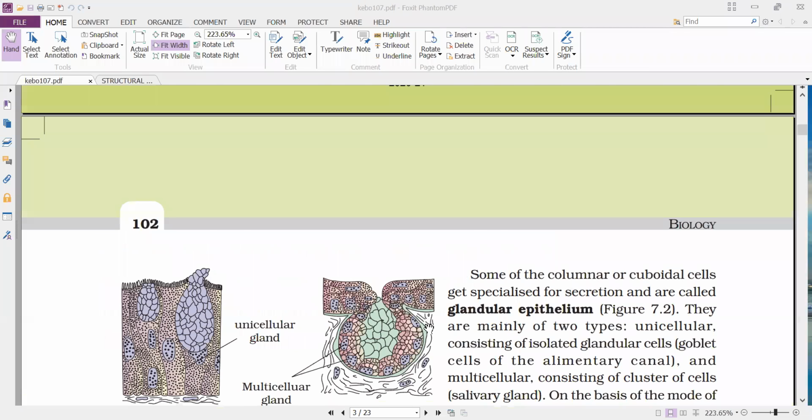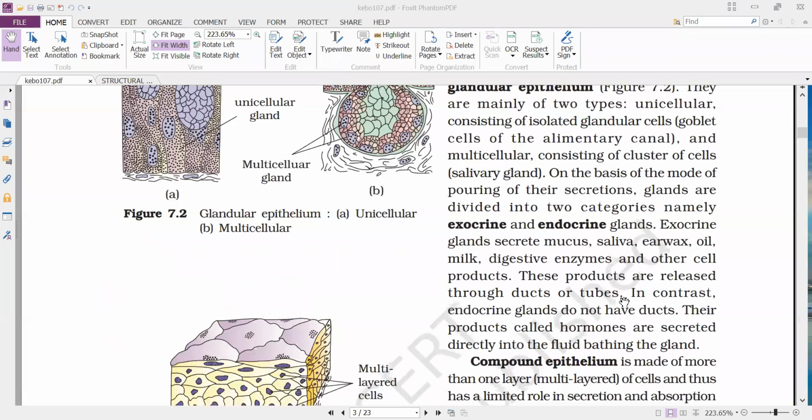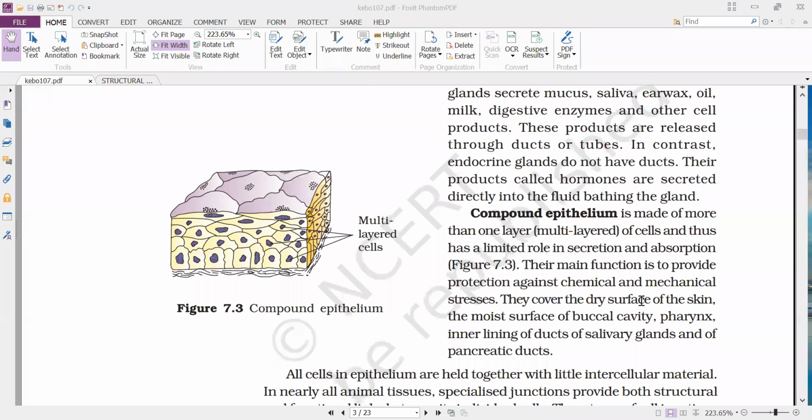And a compound epithelium is present. The squamous epithelium is present lining the skin, buccal cavity, and pharynx. The compound cuboidal epithelium is present as a lining of salivary glands and that of pancreatic ducts.